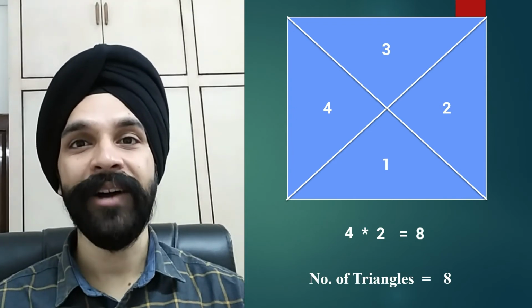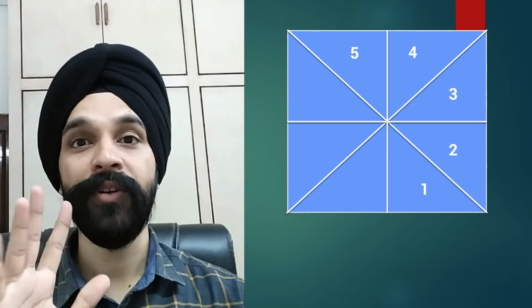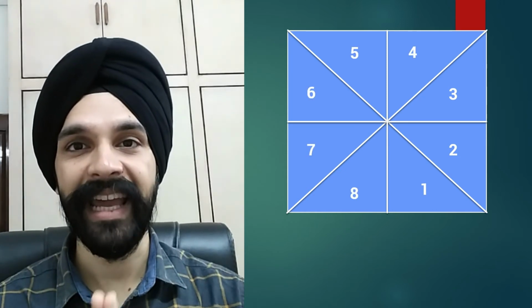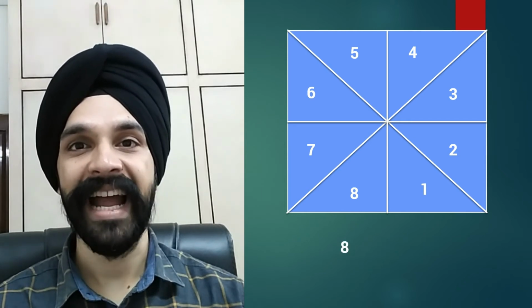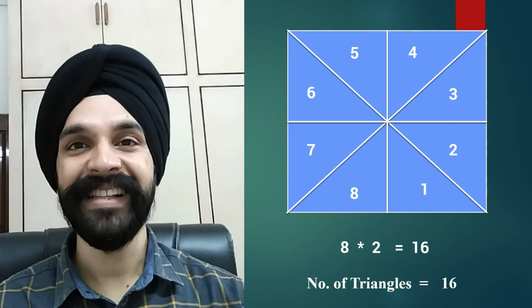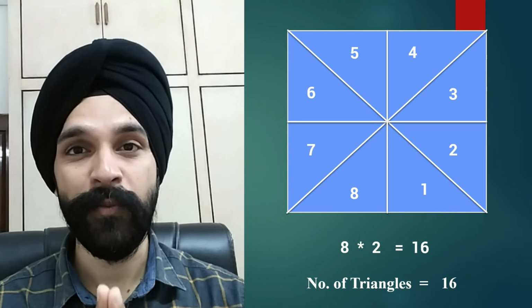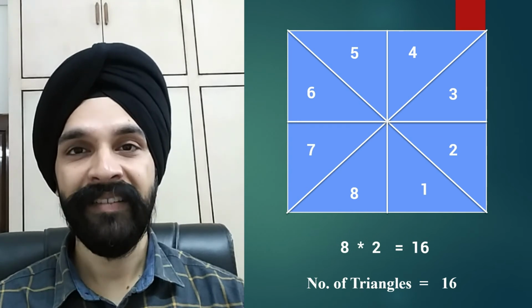Okay. Let's try it out with one more difficult figure. It will clarify all your doubts. How will you calculate the number of triangles in this figure? So start writing from 1. 1, 2, 3, 4, 5, 6, 7, 8. Now take the last number of the series, that is 8, and multiply it by 2. That gives us 16, and that's our answer. The number of triangles in this figure is 16. Isn't this trick making the process super easy and effective, right?